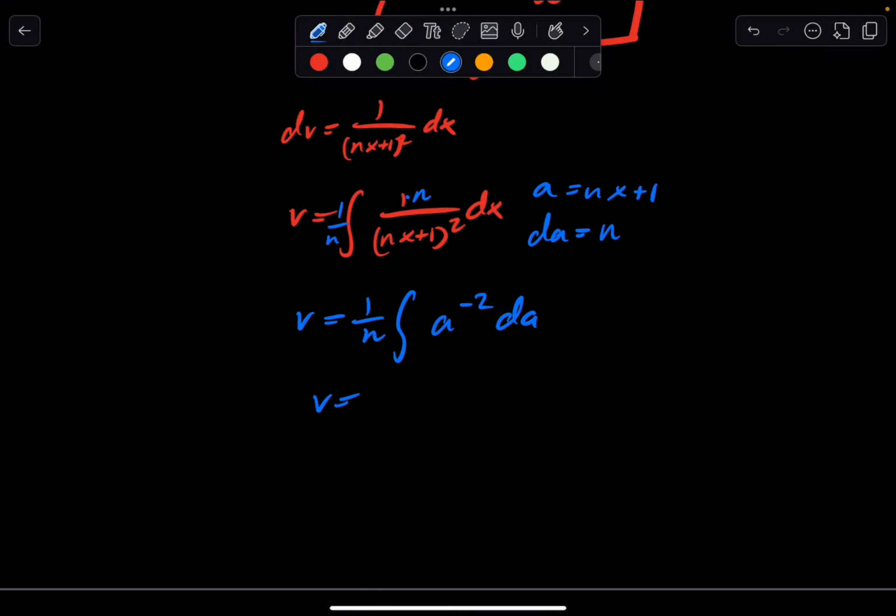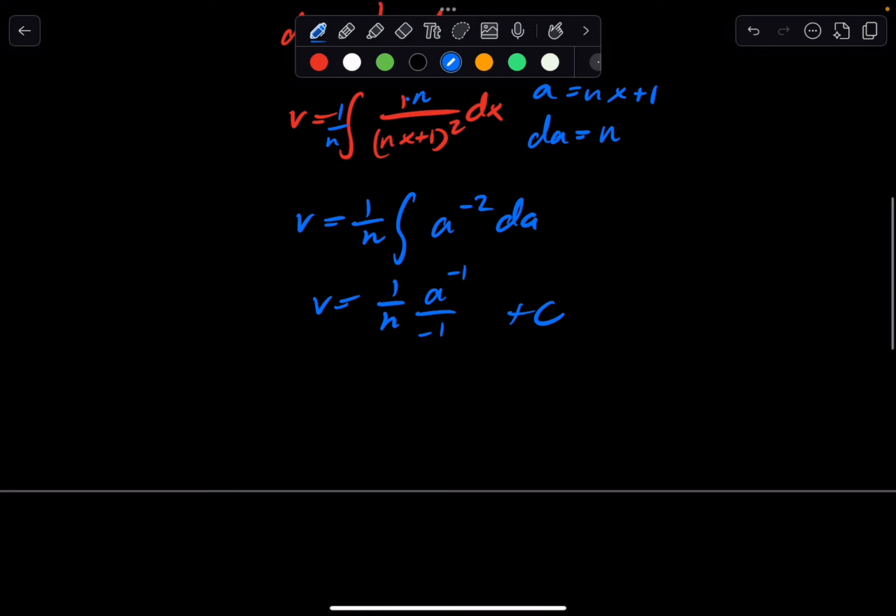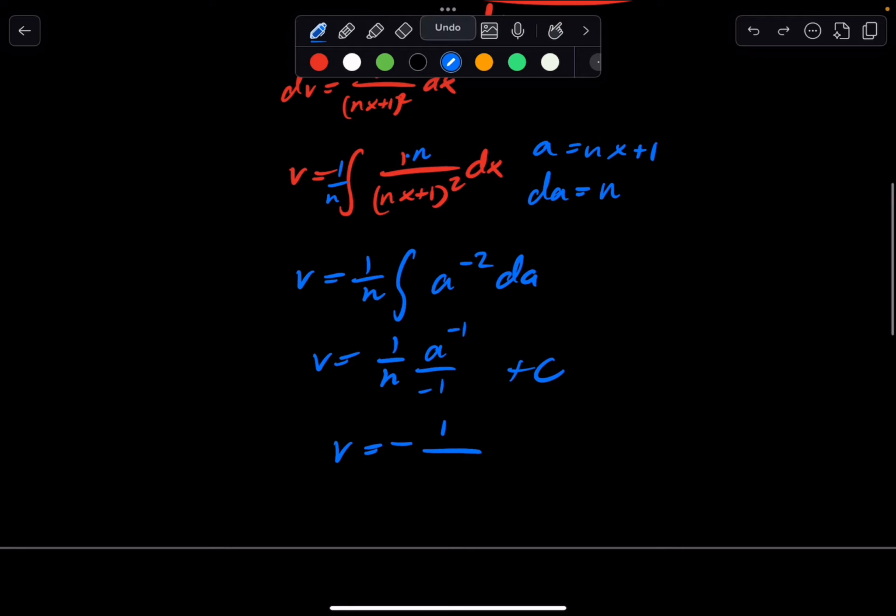This gives us v is equal to 1 over n times a to the negative 1 over negative 1 plus c. And we'll talk about the plus c in just a moment. But that means v is equal to negative 1 over a n. And what is a? a is right here. So n times nx plus 1, just like that, plus c.